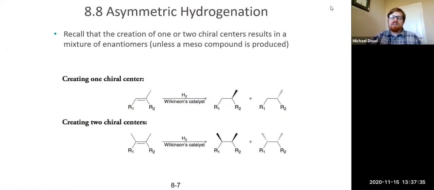And so this is just kind of cleaning up here for the Wilkinson's catalyst. If you create one chiral center, you're going to create a mixture of enantiomers, so a racemic mixture. And same thing with two chiral centers. But you just have to be careful. If you create two chiral centers, just check that it's not a meso compound. And you should be able to check from the beginning. If this is symmetrical, then you know that this could be symmetrical here, and that's going to be a meso compound.